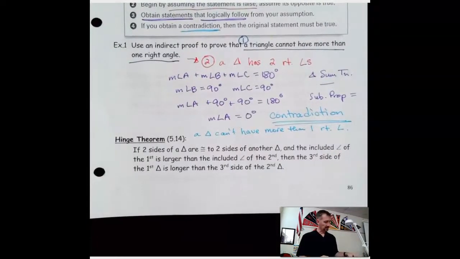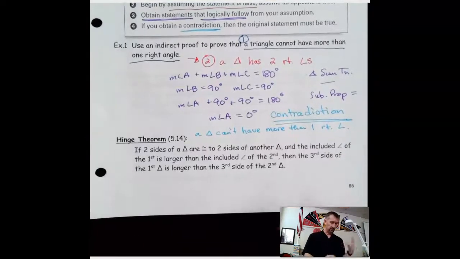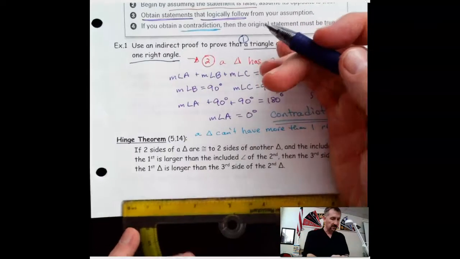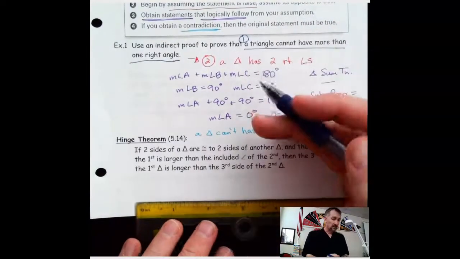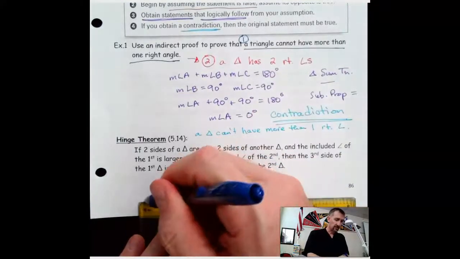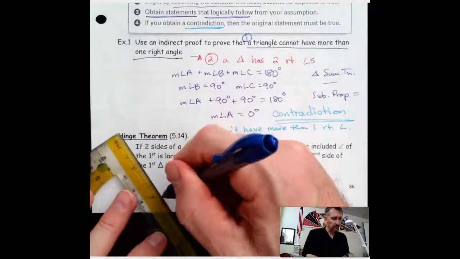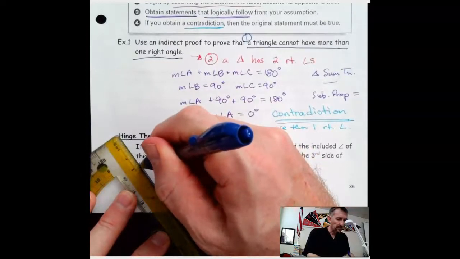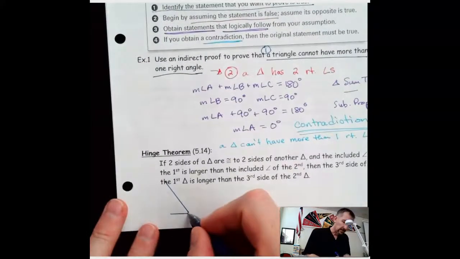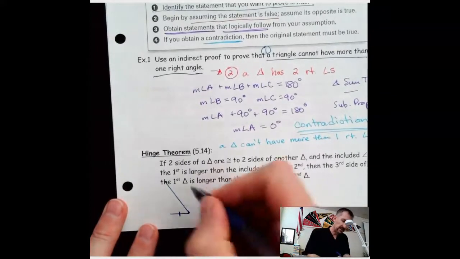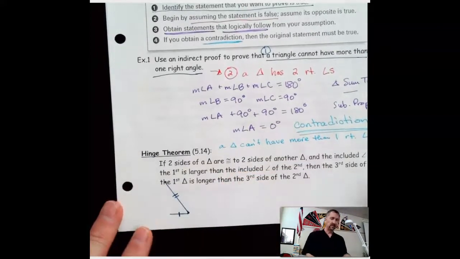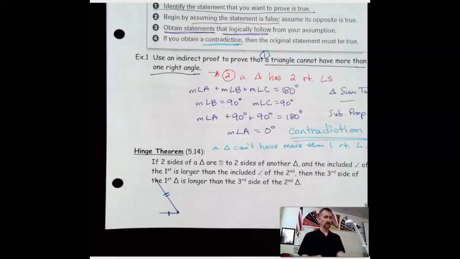Alright, hinge theorem. The hinge theorem says that if two sides of a triangle are congruent to two sides of another triangle, and the included angle of one is larger than the included angle of the other. So let's just see. So I'm going to do a 1/2 inch and an inch. Okay. So those are my two sides that are the same. Well, not the same as each other, the same as the other one. So there's two congruent sides.